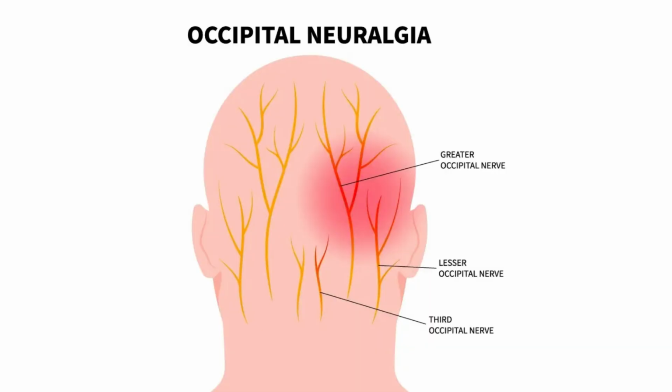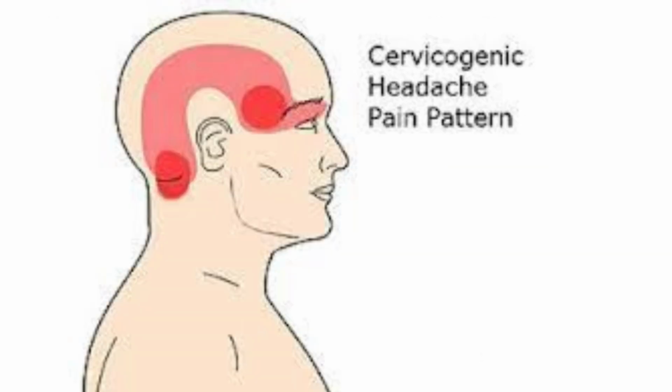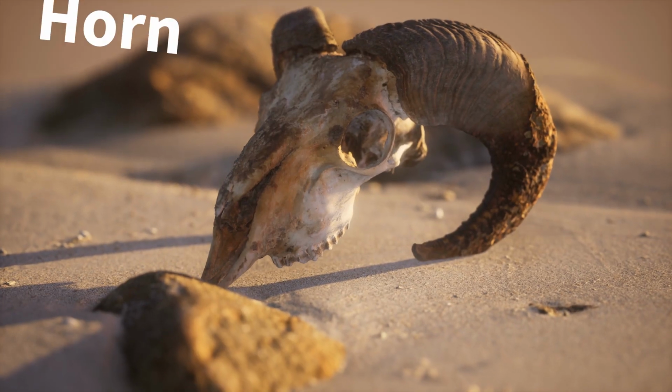One of the key structures affected is the greater occipital nerve, which starts in the neck and travels towards the scalp. When this nerve gets compressed or irritated, it sends pain signals to the brain, which interprets them as coming from the head. This is why cervicogenic headaches often cause pain at the back of the head that can radiate forward toward the forehead or temples, and it usually is one-sided. We call this the ram's horn pattern.